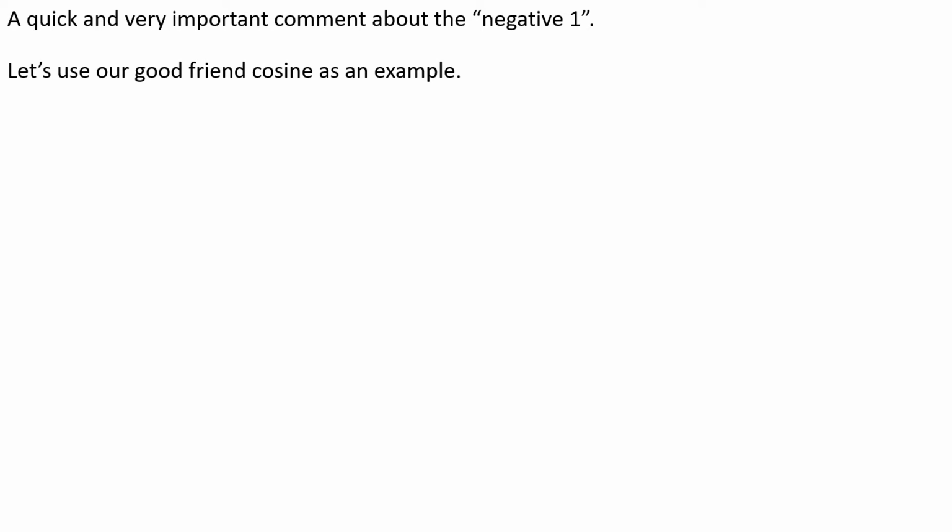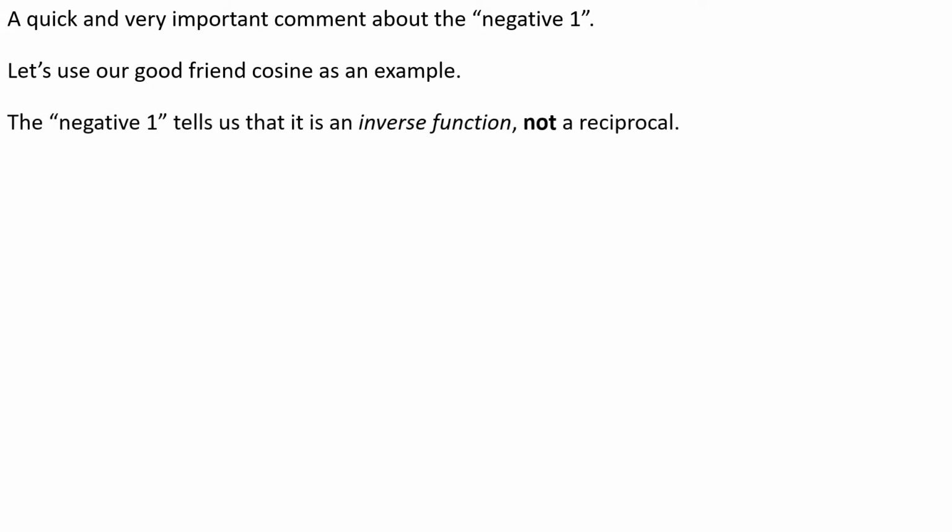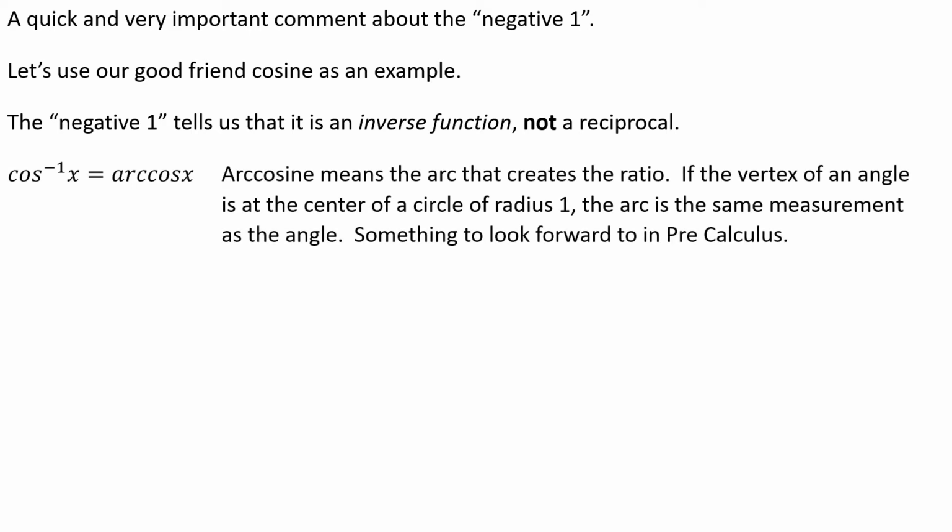Now, this crazy -1 that we just saw a moment ago, let's take a look at cosine as an example. The -1 is telling me that it is an inverse function, not a reciprocal. You're used to seeing like 5 to the -1 power, and that's 1 over 5, right? You just do the reciprocal. That -1 works as an exponent with a plain old number. But when you have a function, that -1 is not a traditional exponent. Instead, it's warning me, hey, you're doing an inverse function here.